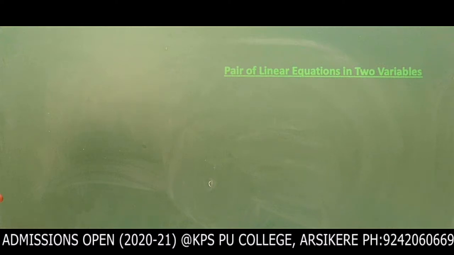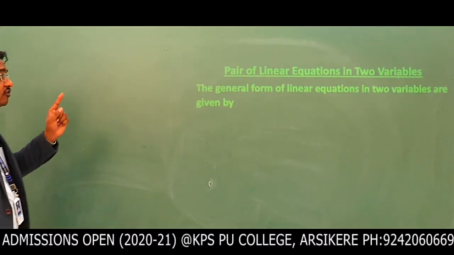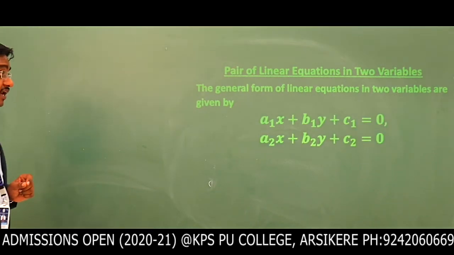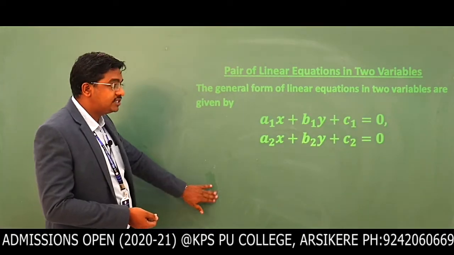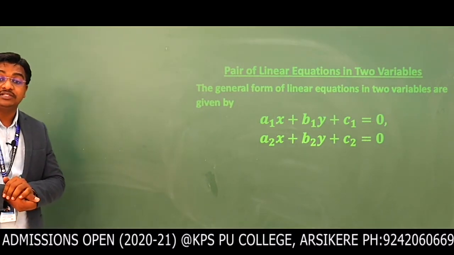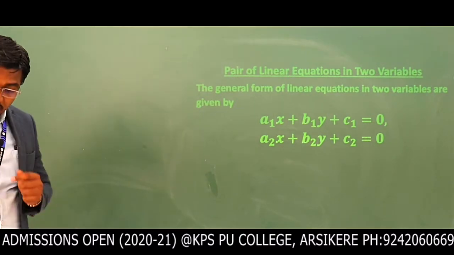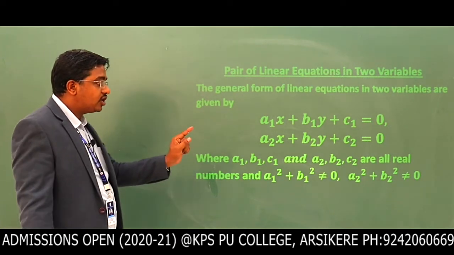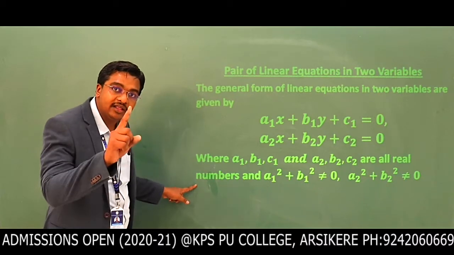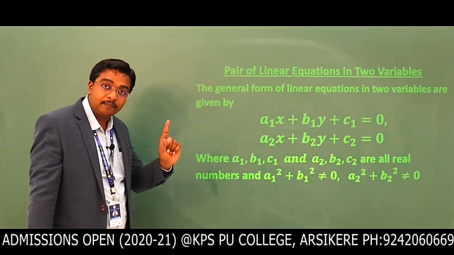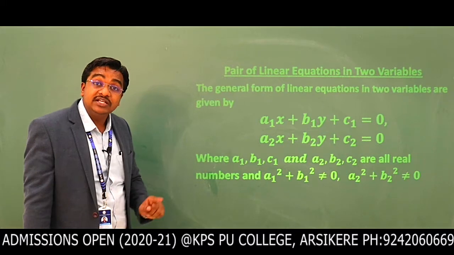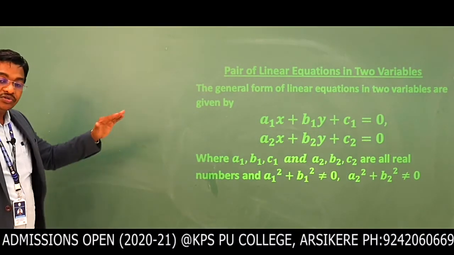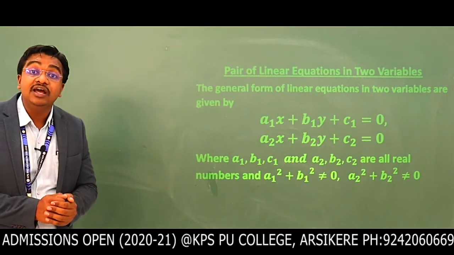Pair of linear equations in two variables. The general form of linear equations in two variables is a1x plus b1y plus c1 is equal to 0 and a2x plus b2y plus c2 is equal to 0, where a1, b1, c1 and a2, b2, c2 are all real numbers. And remember, a1 squared plus b1 squared is not equal to 0 and a2 squared plus b2 squared is not equal to 0. So this is the general form of linear equations.